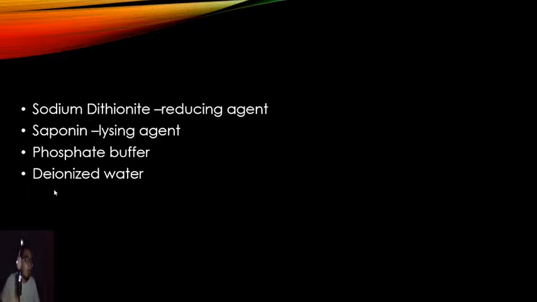I remember that's why, if I make these types of slideshows, I would often ask what is the importance. I can't just give you guys the list of reagents. I need you guys to know what's the importance of every reagent that I listed. So, of course, phosphate basically functions as a buffer from the name itself, and the deionized water is, of course, useful for deionizing the solution. Obviously, it is very straightforward from the name itself. But sodium dithionite and saponin is something that you need to remember.